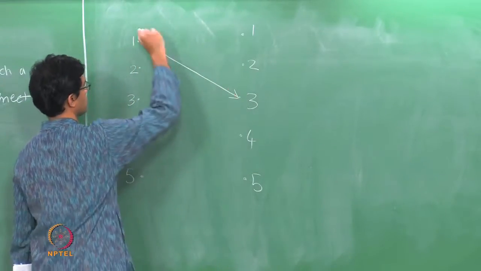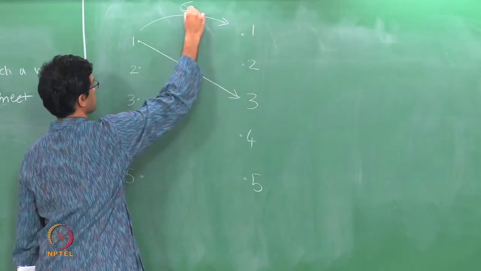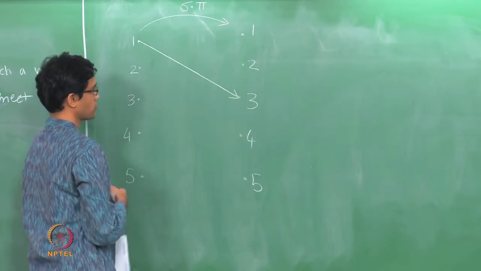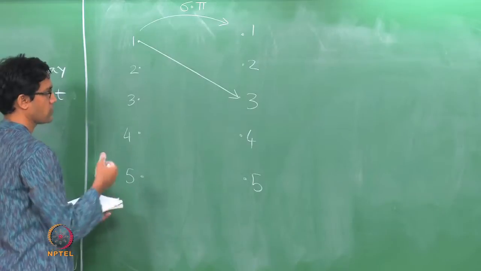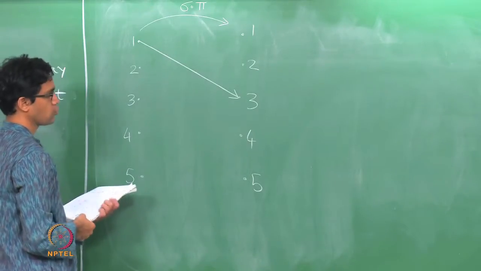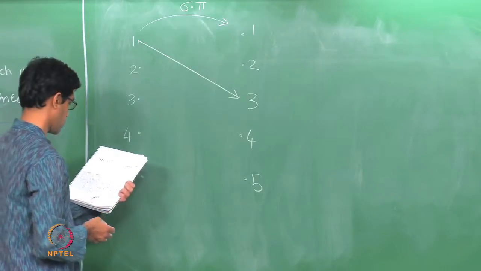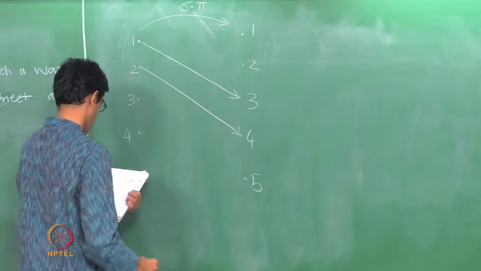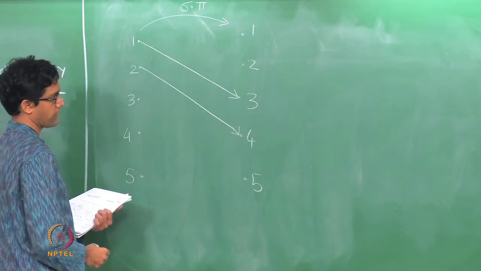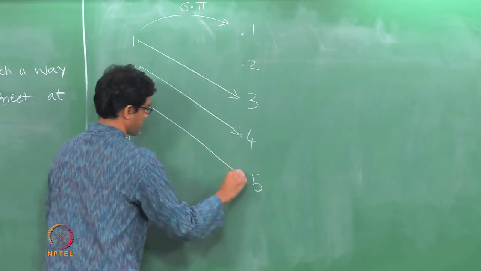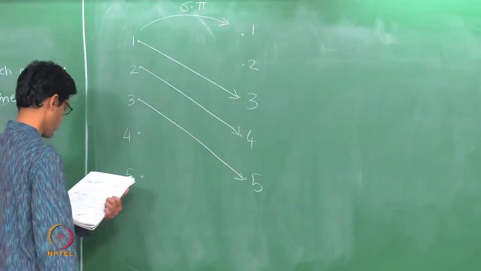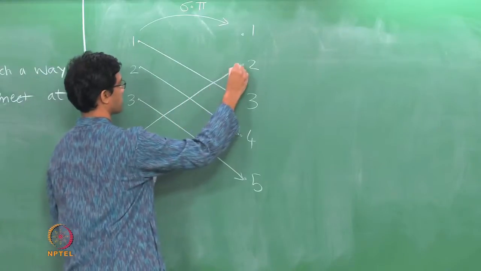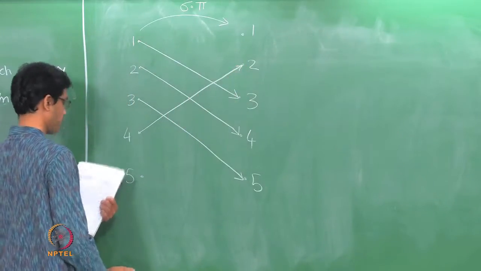Okay. So I am now going to draw the diagram for the composition of sigma pi. So 1 maps to 3, I am just using the definition, you should check that this is in fact correct by actually using the definition. Now 2 maps to 3, which maps to 4. So 2 maps to 4, similarly 3 maps to 4 maps to 5. So 3 maps to 5, 4 maps to 1, which maps to 2. So 4 maps to 2 under the composition, and finally 5 maps to 1.